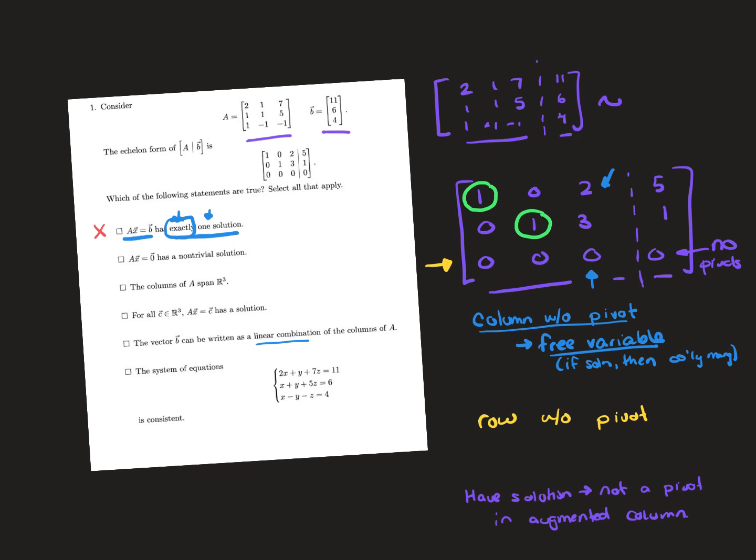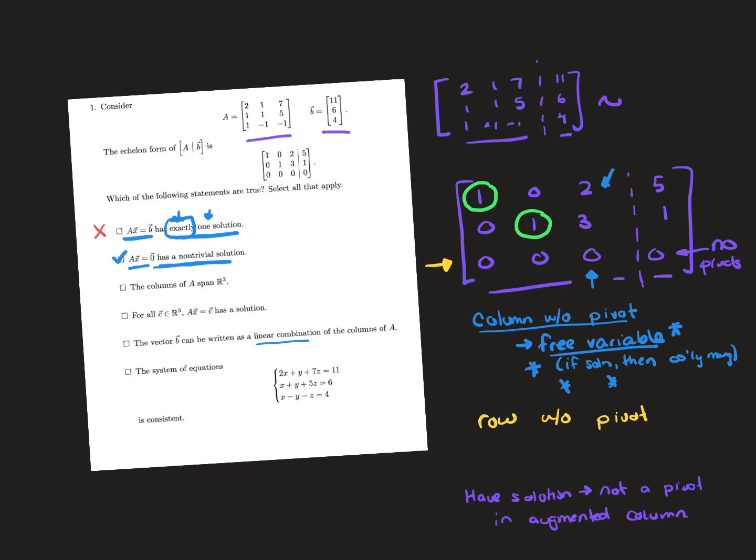Okay, moving on: AX equals 0 has a non-trivial solution. AX equals 0 always has a solution, so a non-trivial solution comes from that free variable. Again, because I have that column without a pivot, I am going to have a non-trivial solution. So that one is correct.